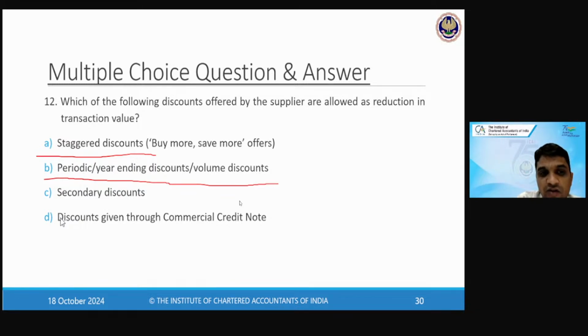For staggered discount, no conditions. For year-end discounts, there are conditions. But both the answers were correct. That's why this is a googly question because you have two answers for this. So all your answers, what you have given is wrong because you have given only one option. In this case, there are two options, both A and B.